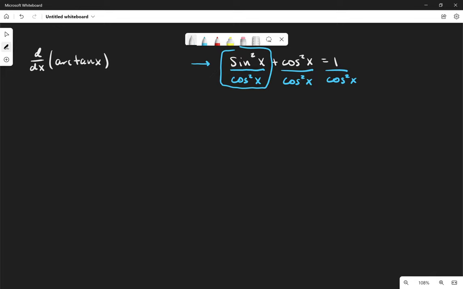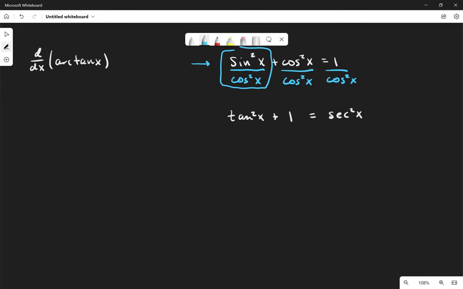So what does that imply? We get tangent squared, because sine over cosine is tangent. Cosine squared over cosine squared is 1. And then here we get 1 over cosine squared. What's 1 over cosine? That's just secant. Actually, no, we're going to leave it like that.